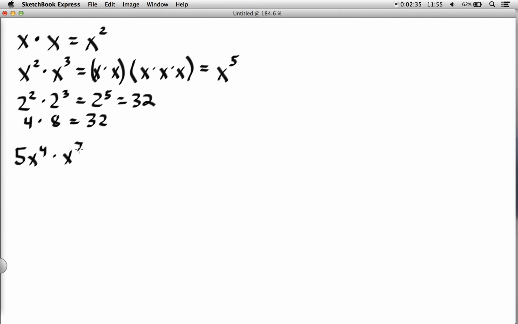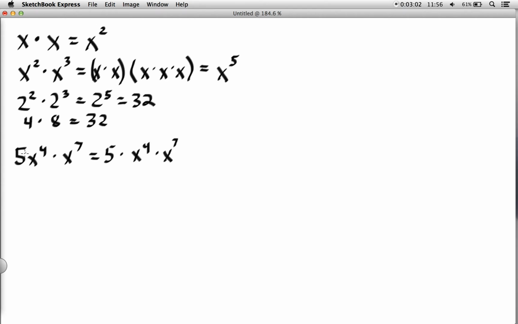So now what happens if we have a constant in front of one of the variables? Here we have 5x to the 4th times x to the 7th. Well, you can look at this as everything is being multiplied here. It doesn't matter that there is a multiplication dot here and not there. If it helps, you can rewrite it 5 times x to the 4th times x to the 7th.